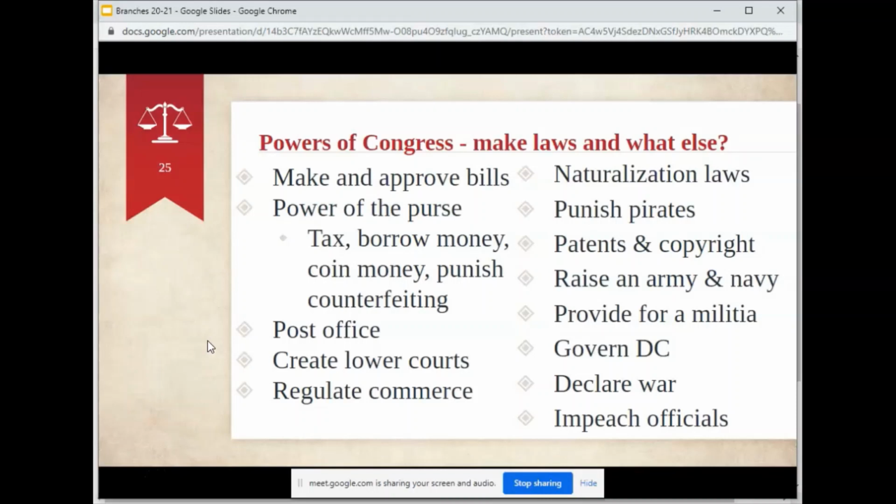That's the next two. You guys got that without a doubt. We saw that very big in our word cloud. Govern D.C. is not specifically listed in the Constitution, but Congress does have the power to govern and oversee D.C. because it is a federal district. Yes, D.C. has its own local government, but that's because the national government says they can have it. Declare war, that was one of our big ones. And impeachment, that was also one of our big ones.